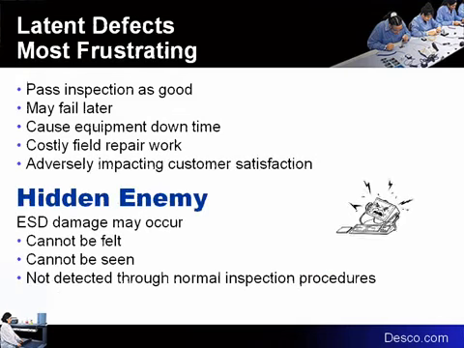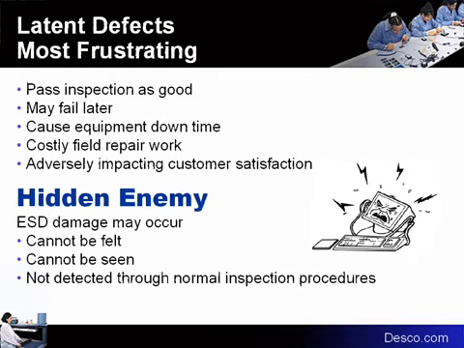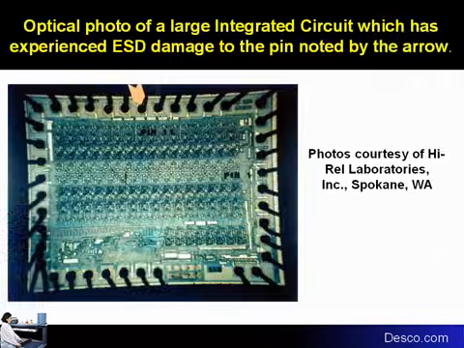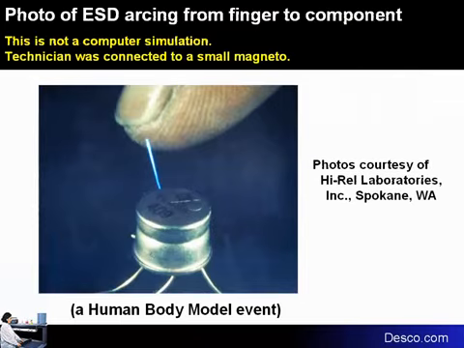Many people consider latent defects similar to germs as a hidden enemy. These are things that cannot be felt, cannot be seen, and cannot be detected through normal inspection. These are a couple examples under super high magnification where you can see an actual ESD event. This is not staged. This is an actual man who had a charge, and it was showing it going to the component.